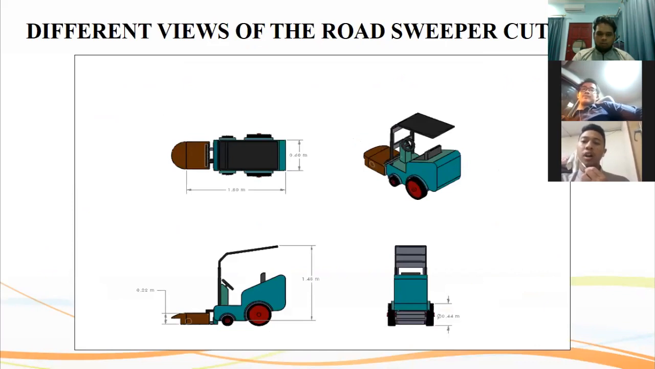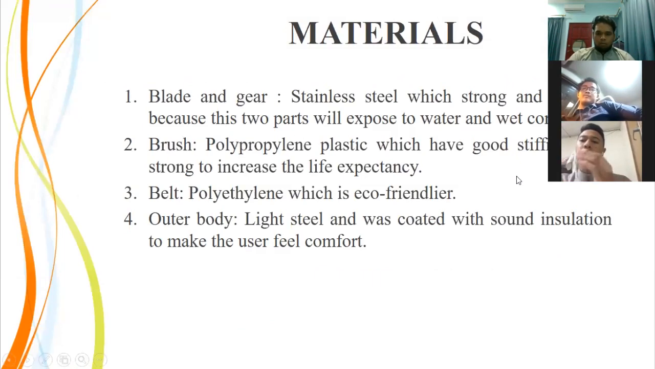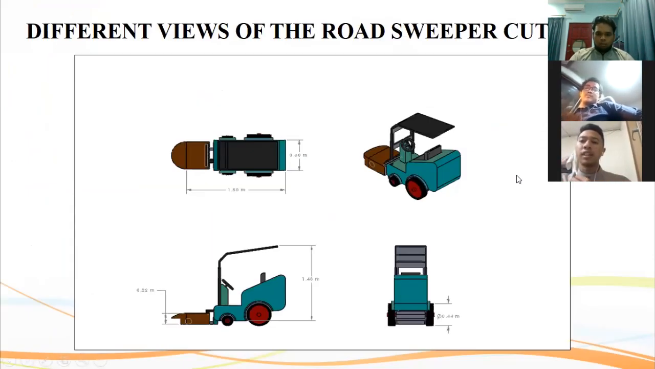If you can see this on the screen, this is the isometric drawing, which consists of the plane, side, and the top of the design. Next.